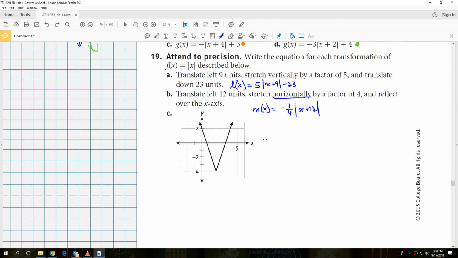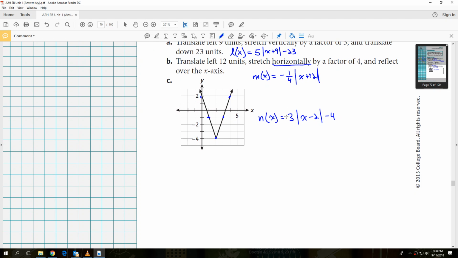All right, anyway, and then let's go to our last one, C, which is, we got a bunch of different changes here. So first of all, we are going down by 4. We are going right 2, and we are stretching by a factor of 3, it looks like, okay? So let's go ahead and write that. So this would be n of x is equal to, and this one is a vertical stretch by a factor of 3 times the absolute value of x. I'm going right 2, so x minus 2, the opposite. And I'm going down 4, so minus 4. Okay? And that looks like that's the last one here.